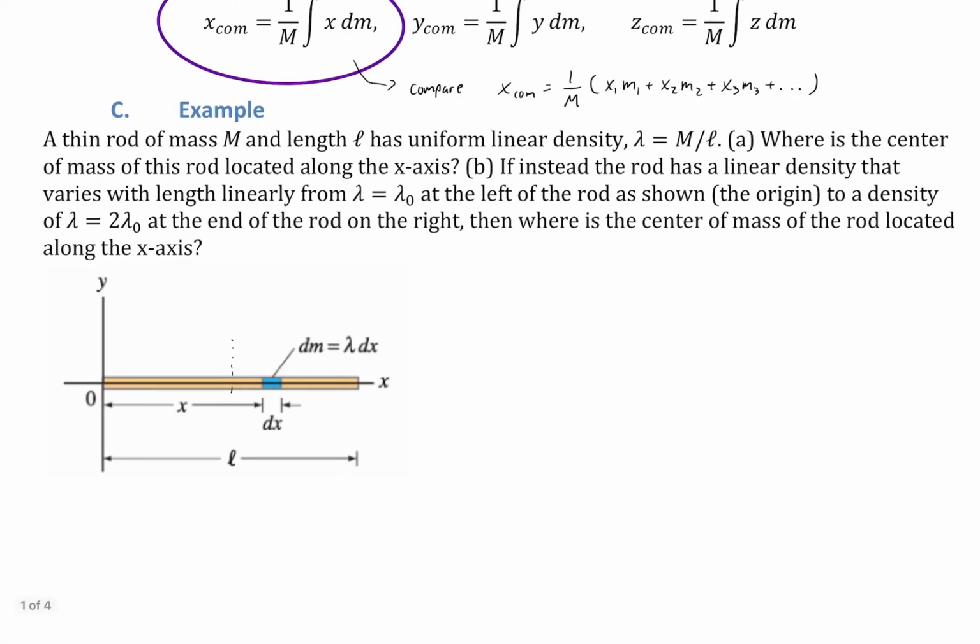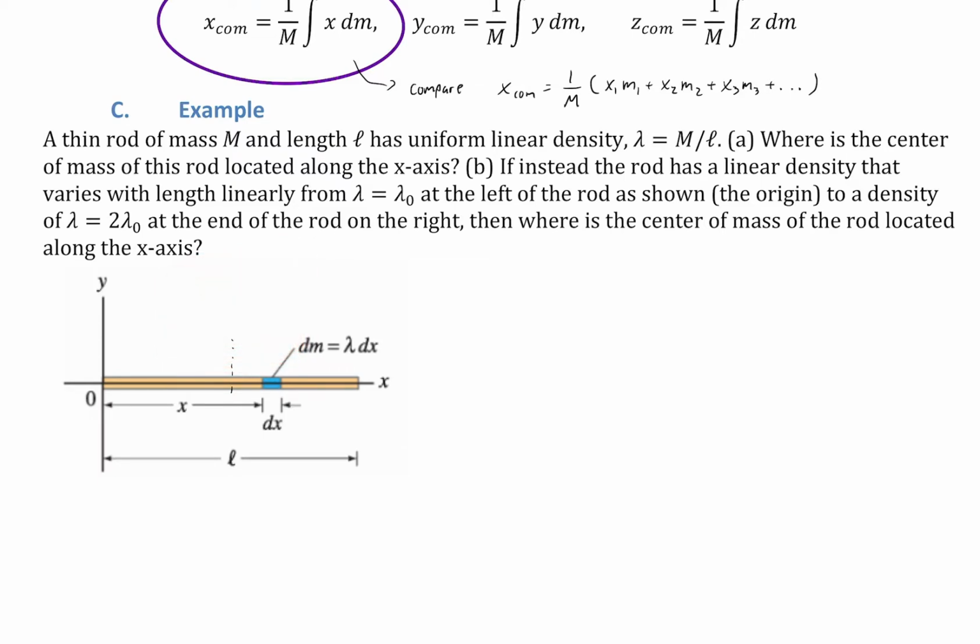All right, so here's the idea, and this is for the uniform rod. So the linear density is just m over L, right? Now, what does uniform mean? That means it doesn't change. Whatever the rod is made of on this end is also made of the same thing on the other end. So then question A is, where is the center of mass of this rod located along the x-axis? Well, if it's uniform linear density, then we should expect the center of mass to be right at the center. It should be at x equals L over 2. That should be our center of mass.